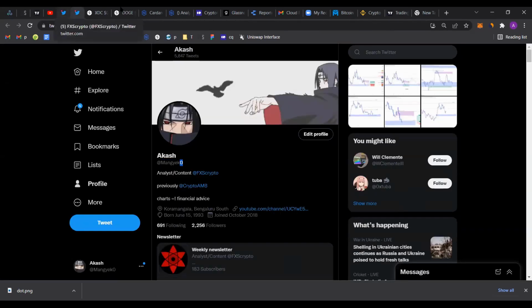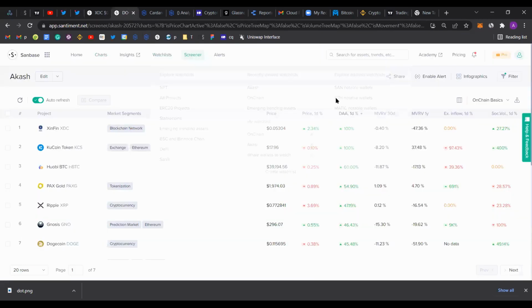So back to the screen, right? This is a screen that I created, and the main things I'm going to be looking at are the daily active addresses, the MVRV 30-day, and the social volume. The daily active addresses indicate the number of addresses interacting with a particular coin and its blockchain. If the daily active addresses spike, that means a lot of users are interacting with the blockchain and could represent a potential inflow of capital, right?